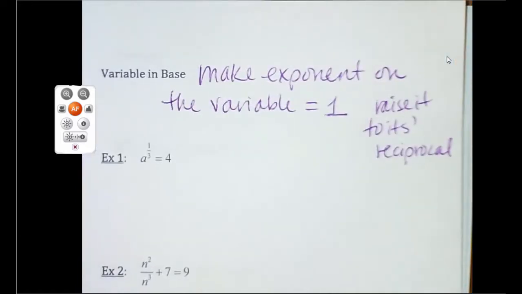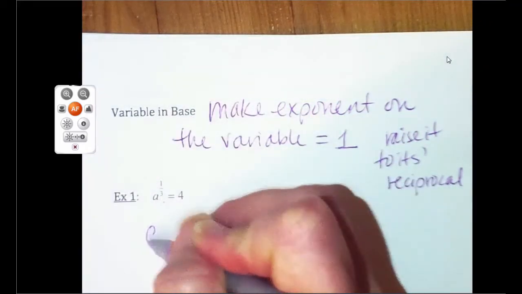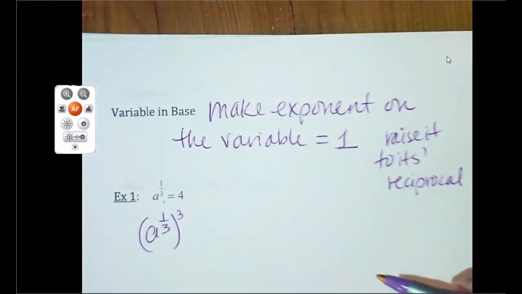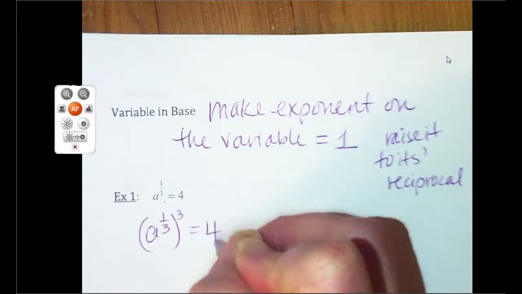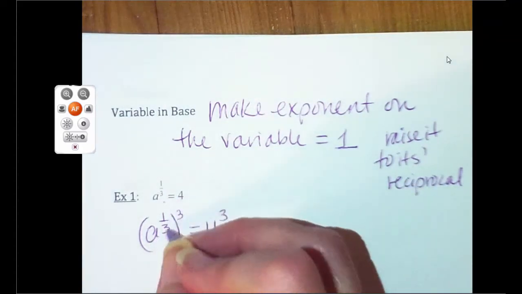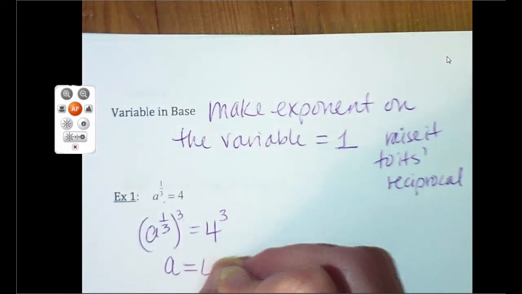Here's what I mean. Example 1. I have a to the 1/3 equals 4. I need this exponent to become a 1. So I raise a to the 1/3 to the third, the reciprocal of 1/3. Whatever I do to one side, I need to do to the other. So now this, when I do my power to a power rule, this is just a to the first, and that's equal to 64.